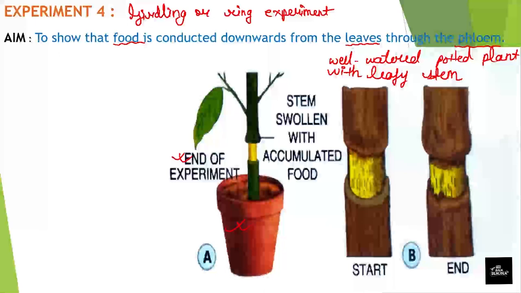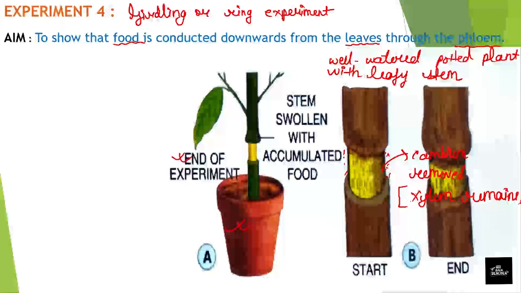Then we have removed the cambium of the stem. See this portion where you can see the length has decreased. This is basically the removal of the cambium. So from here we can say that cambium, the outer layer of the stem, is removed. Xylem is not removed. Xylem is still remaining here. Phloem also remains. But cambium is removed. And then we are going to let the apparatus sit for some time.